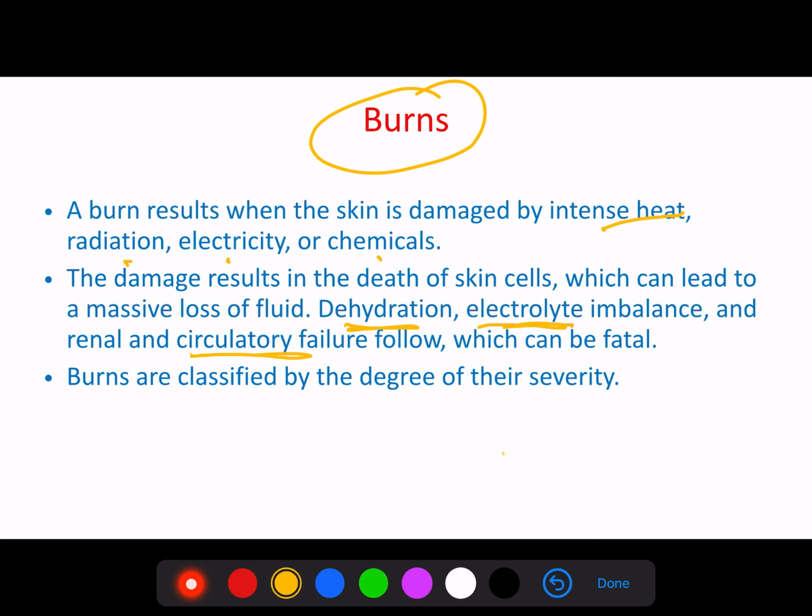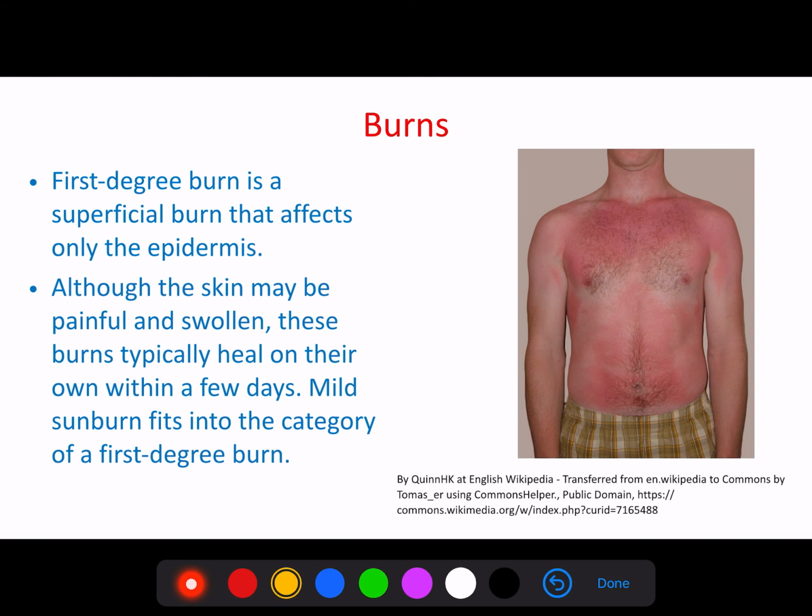And the burns are classified by the degree of their severity. Usually there is the first degree burn that would cause redness to the skin. This is very painful, but it will be limited to the epidermis. It will take several days, sometimes 2 weeks, to heal completely. So any redness would be classified as the first degree burn.